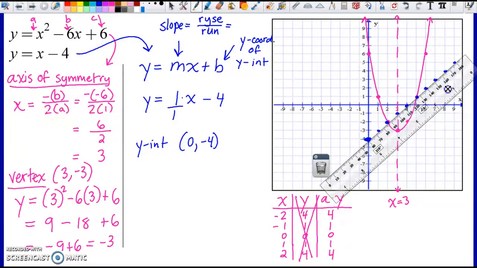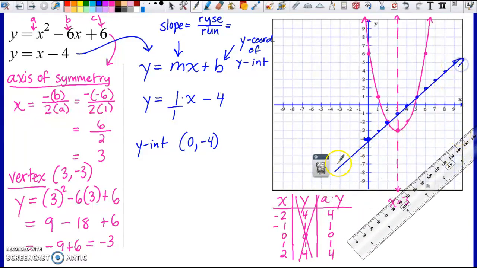Take my sweet time here to let you get a ruler. Now I have a line.